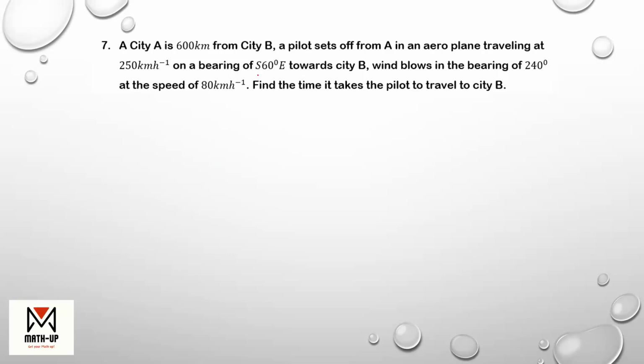The question says south 60 degrees east. The city B is not directly on this bearing, but this is the direction he sets off towards. So he sets off towards the direction in order to beat the wind, such that the wind, though it will have the effect on the plane, will just drive him back towards the city B. So in our sketch, we shall have this.